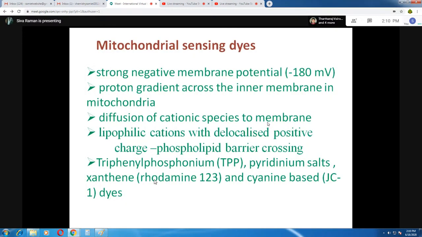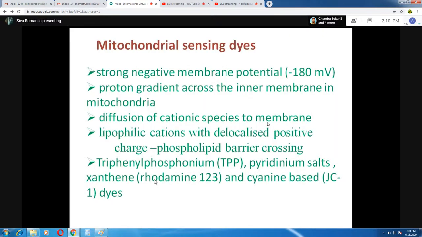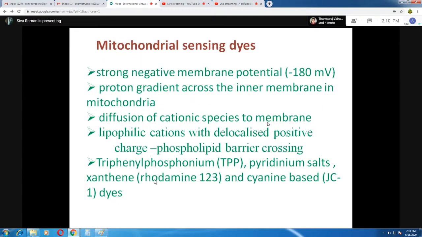Now I am moving to the mitochondrial sensing dyes. I already told you about the mitochondrial membrane. There will be two membranes, and in between the two membranes, an intermembrane fluid will be there. The outer membrane possesses a strong negative charge, a strong negative charge of minus 180 millivolts. Hence, the mitochondrial membrane is negatively charged.